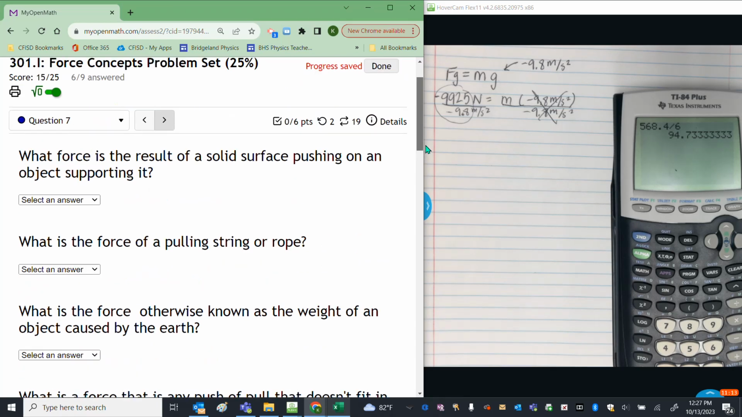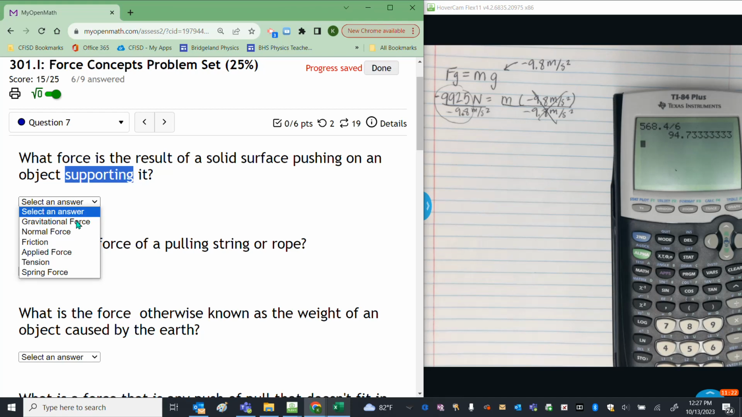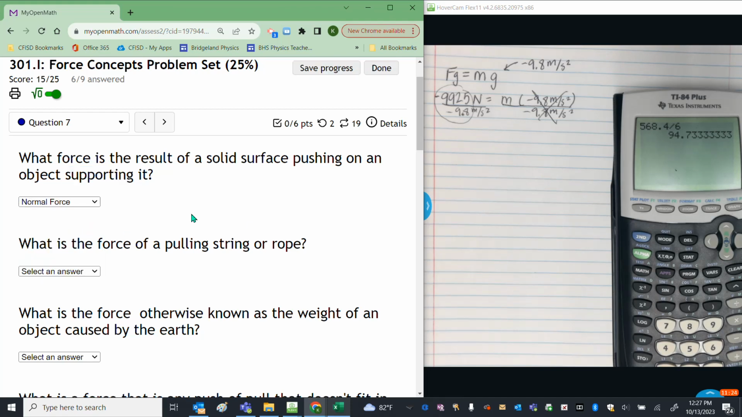This is number 7. It says, what force is the result of a solid surface pushing on an object supporting it? Again, if you look at anything about support force, that is the definition for our normal force. The next one says, what is the force of pulling a string or rope? Again, if you see string or rope, I want you to think of tension.